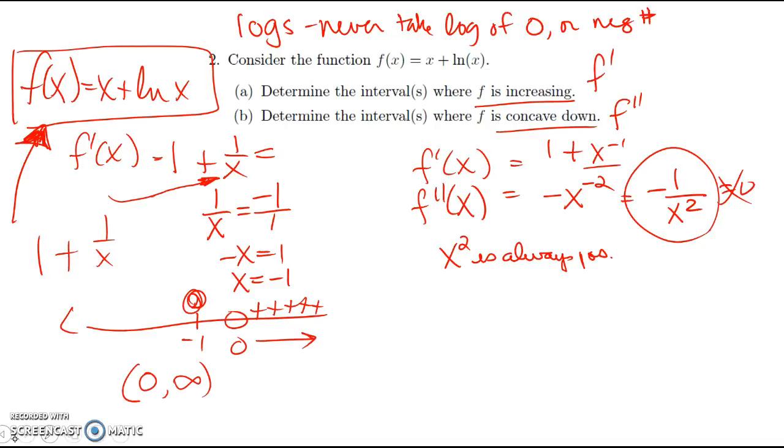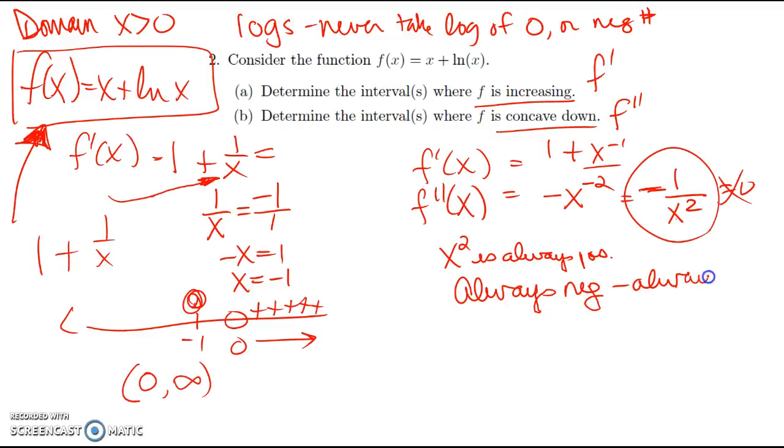And remember, the domain up here of the original function had to be x greater than 0. So we're looking over here, and anytime I use a positive x in here, this thing will always be negative because of that negative sign. So since it's always negative, it's always concave down, right?